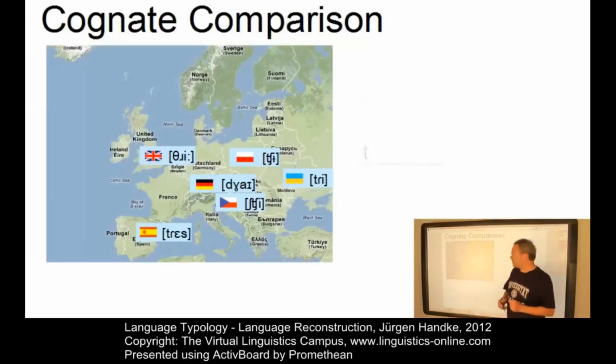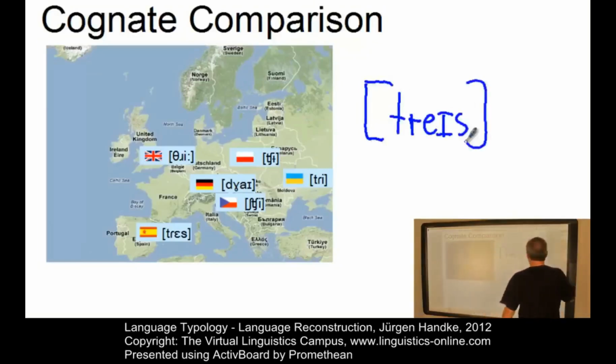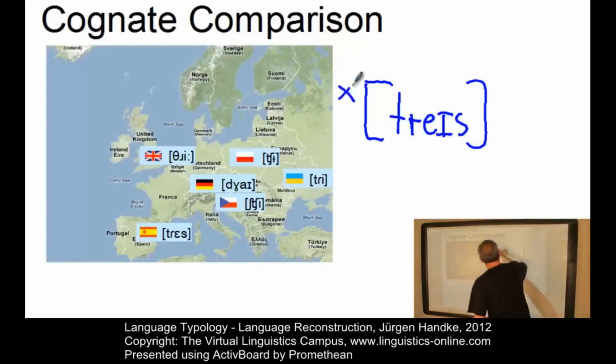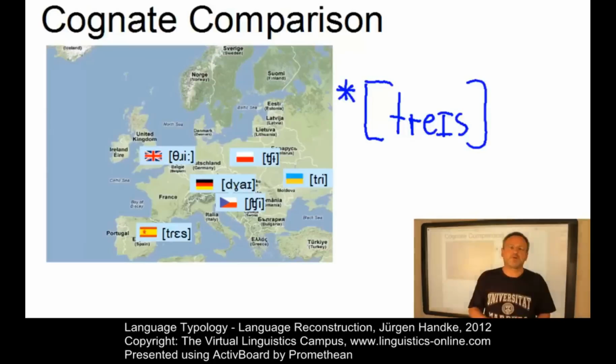The proto-word for 3, by the way, has been reconstructed as something like *trejes, and in order to signal that this is a proto-word, let's put an asterisk in front of it. Using this method of cognate comparison, the main philologists of the 19th century, in particular the neo-grammarians, established principled relationships between the languages spoken in Europe.